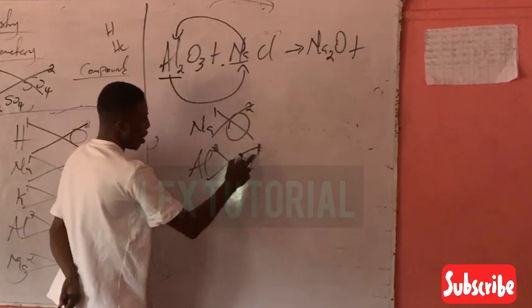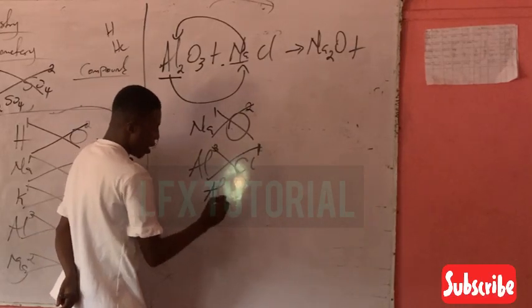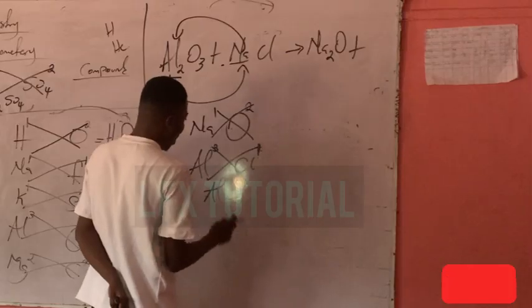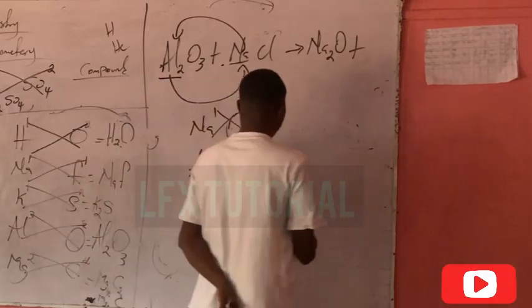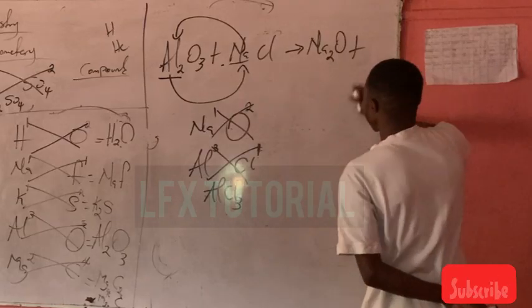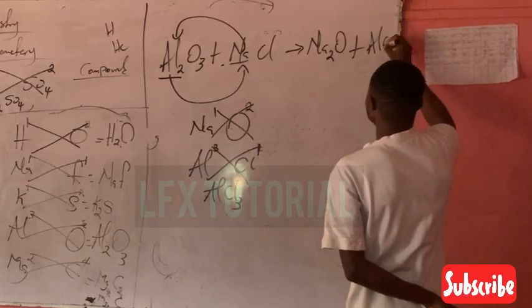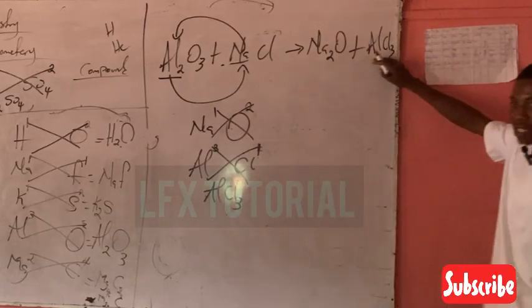cross multiply. 1 times Al is Al. Remember, we don't write 1. 3 times this is going to be Cl3. So it's going to be aluminium chloride. So we have AlCl3. Have you seen it now?